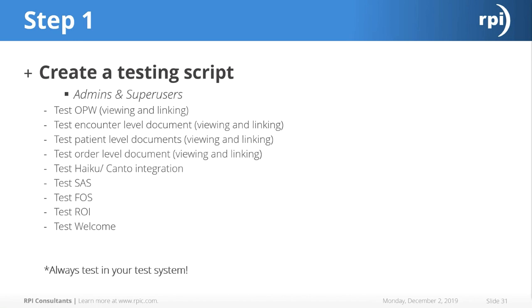So if it's testing OnBase patient window, you want a line item to view the documents. You want a line item to make sure that the documents link to OnBase patient window. Same thing with encounter level documents, patient level documents, order level documents. If you're using the Haiku or Canto integration, are you able to create a form? Are you able to create an image form? Are you able to view documents? Are you able to do the signature deficiencies?